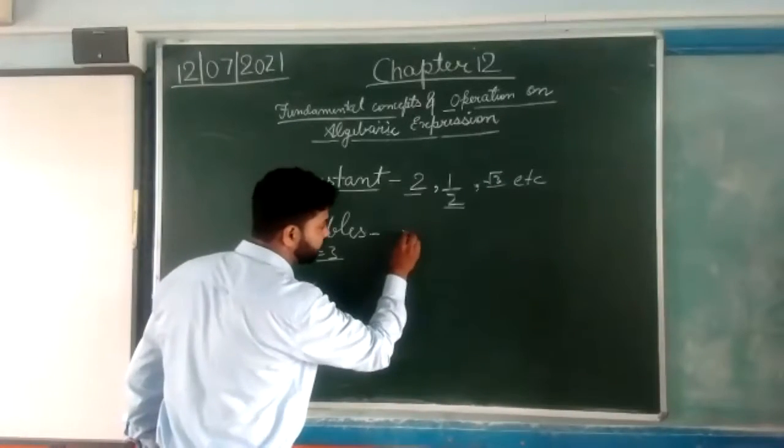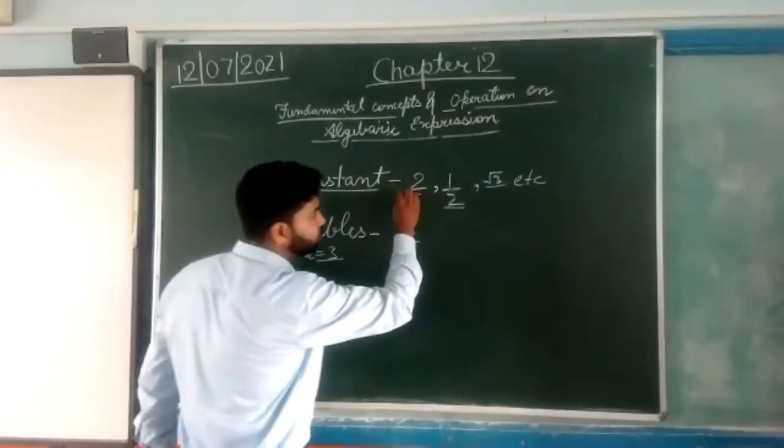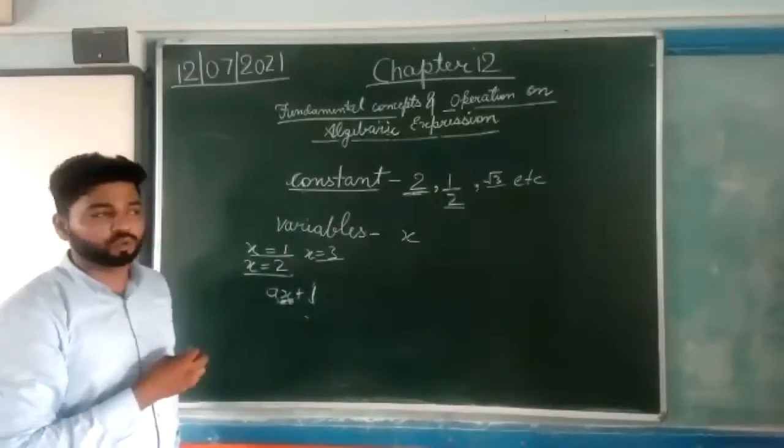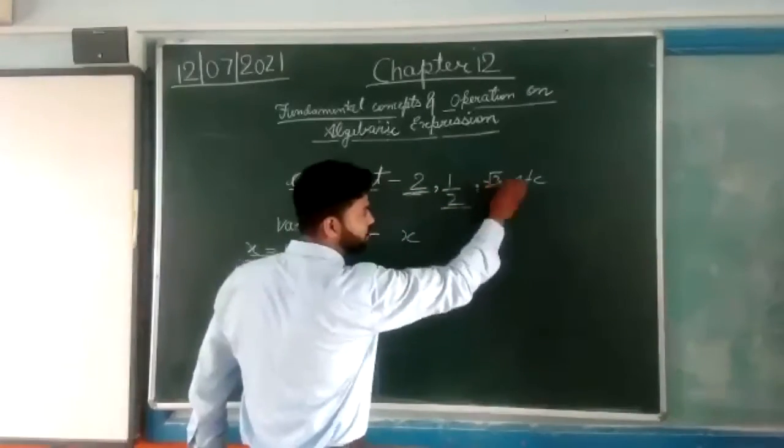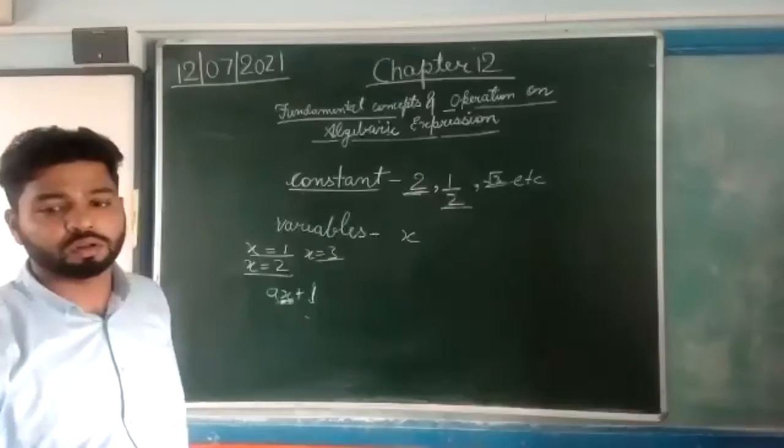So this is called the variable, and this value we cannot change: the value of 2, 1 upon 2, 1 upon root 3. So that is called the constant.